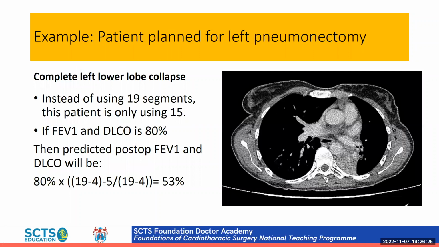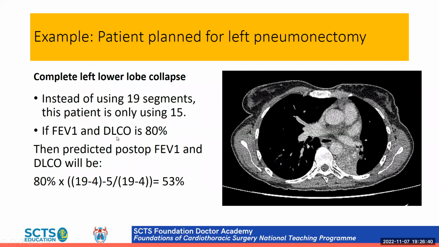Now let's look at this patient. So this patient is for a left-sided pneumonectomy, and already you can see that the left lower lobe is completely collapsed. The left upper lobe is still contributing. There is still some air going into that.